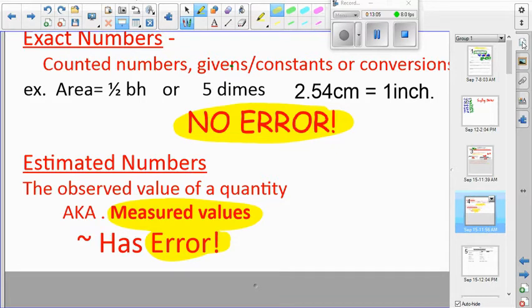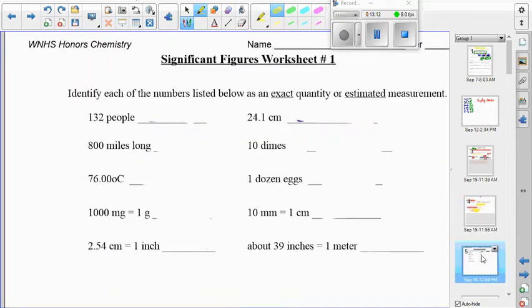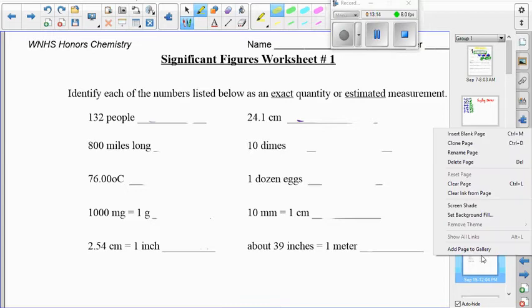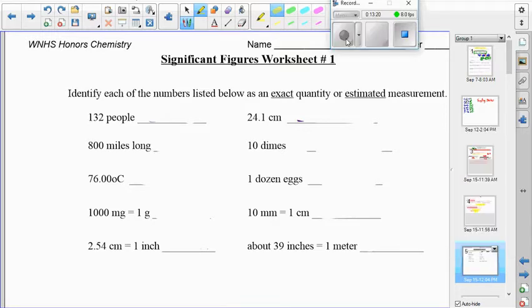So you're about to have a worksheet come around to you. And on that worksheet, we have a top section where you label these 10 questions as either exact or estimated. Let's go ahead and put 30 seconds on the board, see if you can knock out a few of these. Let's try some of these.